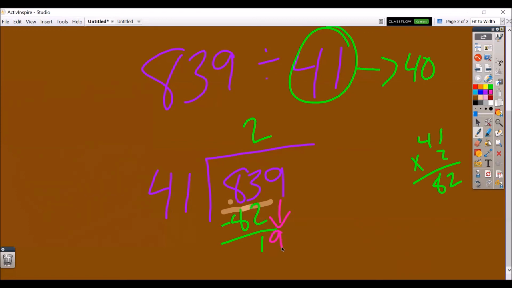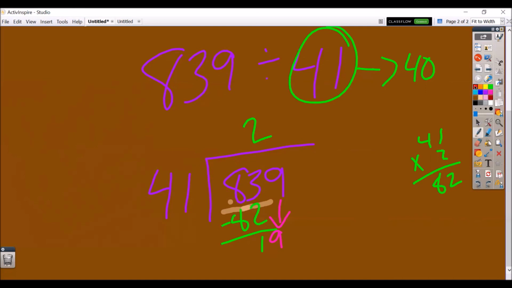Now, this is interesting. Can you divide 19 into 41 equal groups? I'm pausing because I really want you to think about this. 19 is smaller than 41. So can you divide it into equal groups? And the answer is no. We need at least 41, like we've been talking about these last couple days. We need at least the amount that the divisor is to have one equal group. Well, 19 is less than 41, so that's not going to be it.